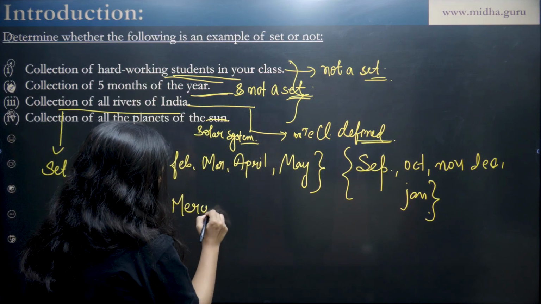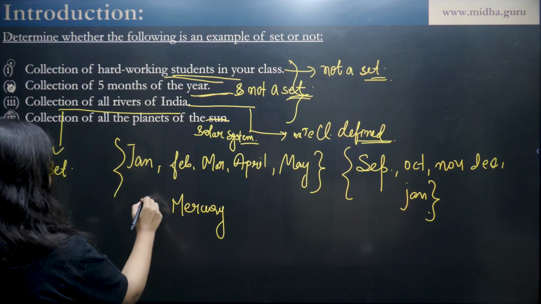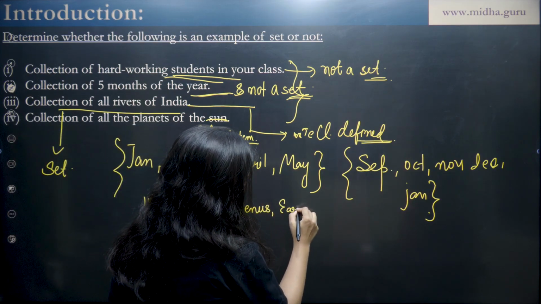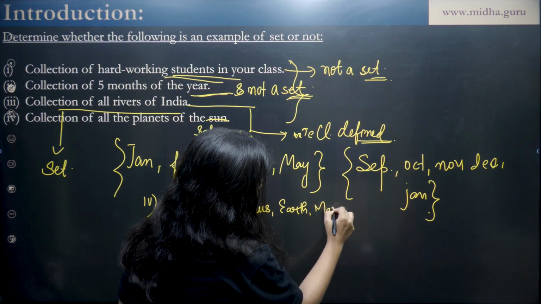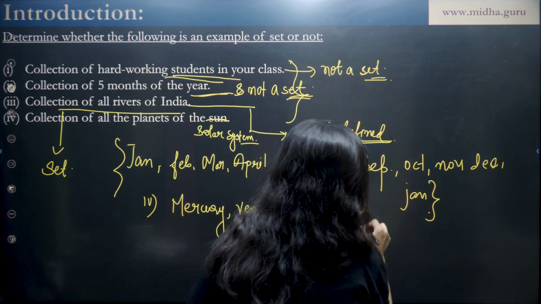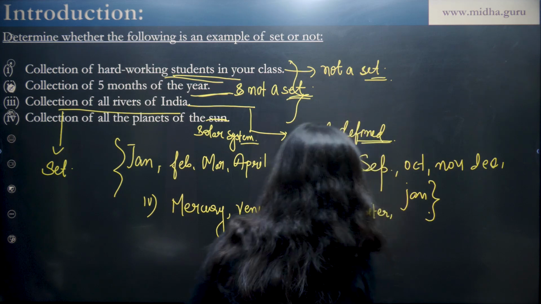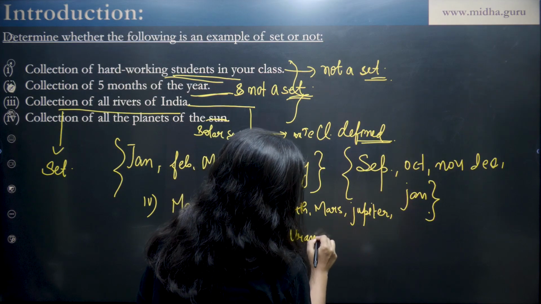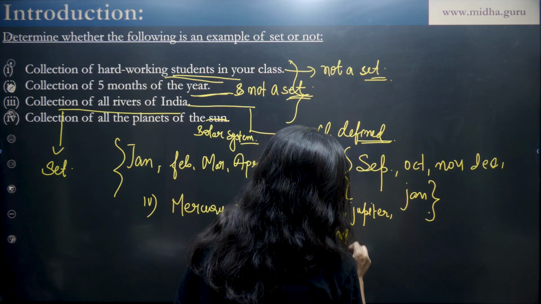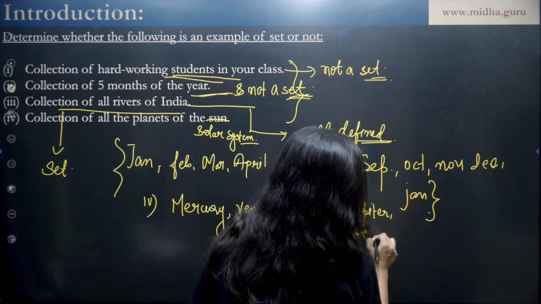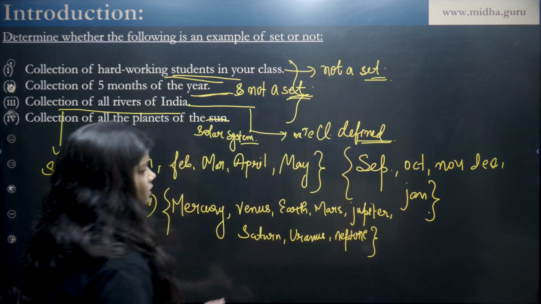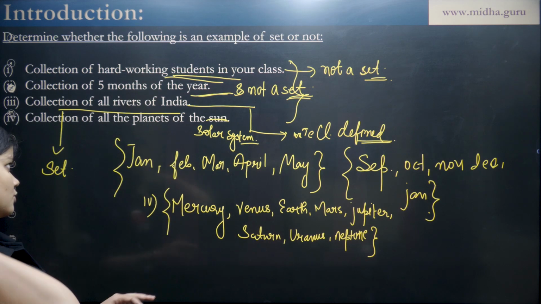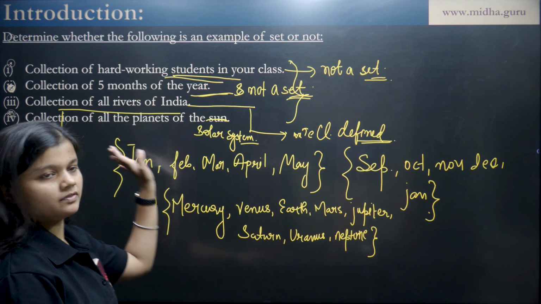Mercury, Venus, Earth, Mars, Jupiter, Saturn, Uranus and Neptune. So these are the only planets in the solar system. So this can be included in a set, right? So this is an example of a set.